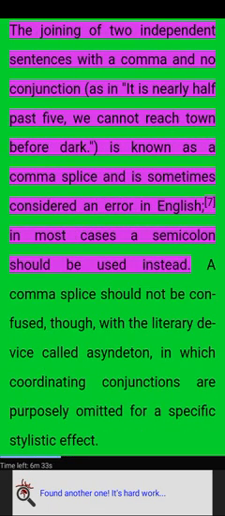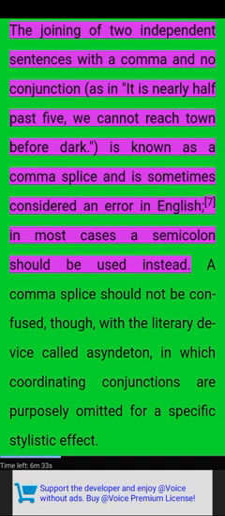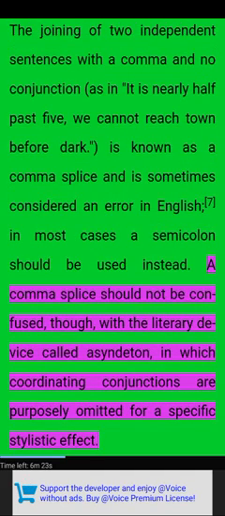The joining of two independent sentences with a comma and no conjunction, as in, "It is nearly 5:30, we cannot reach town before dark," is known as a comma splice and is sometimes considered an error in English. In most cases a semicolon should be used instead. A comma splice should not be confused, though, with the literary device called a asyndeton, in which coordinating conjunctions are purposely omitted for a specific stylistic effect.